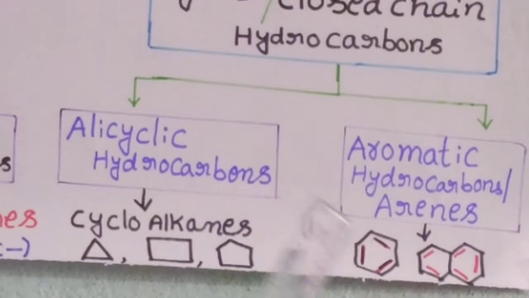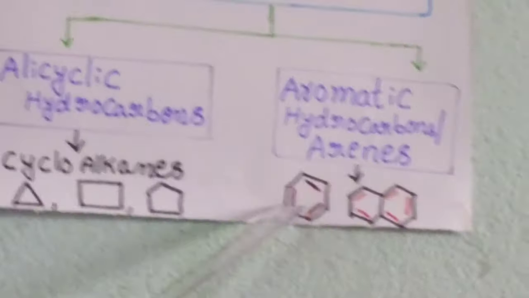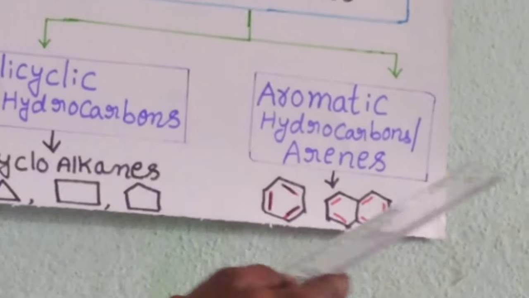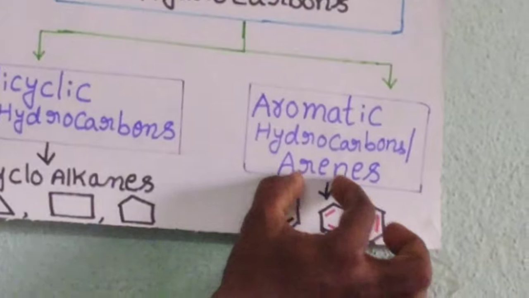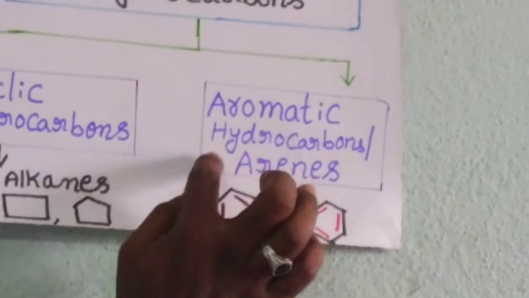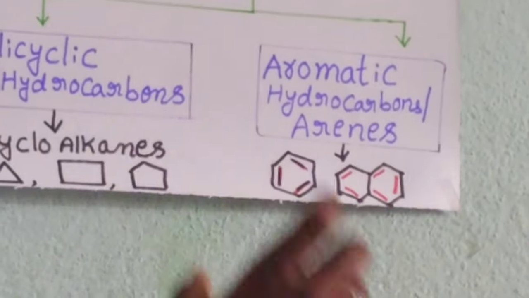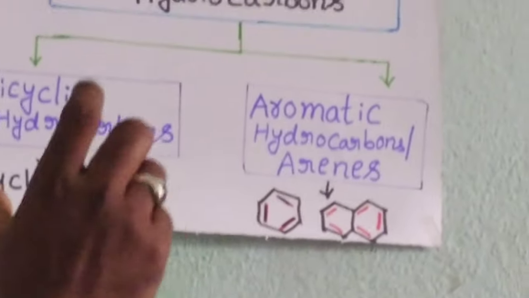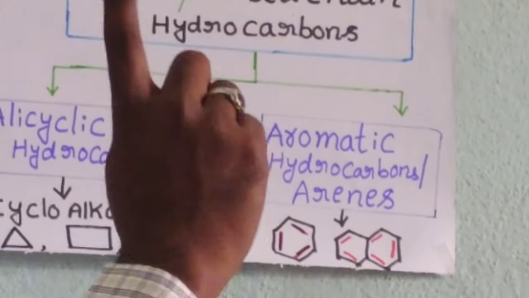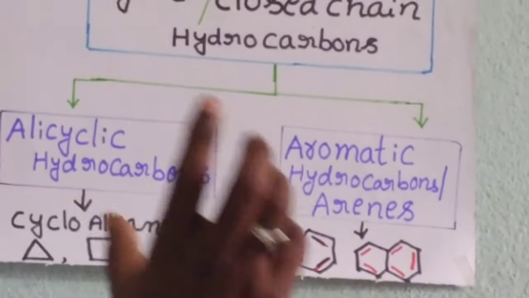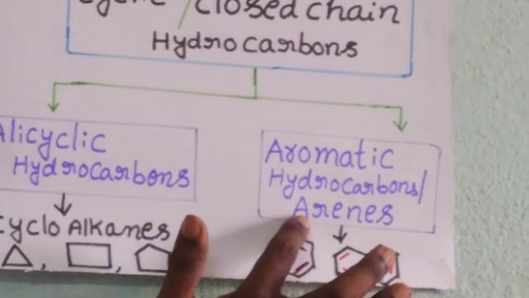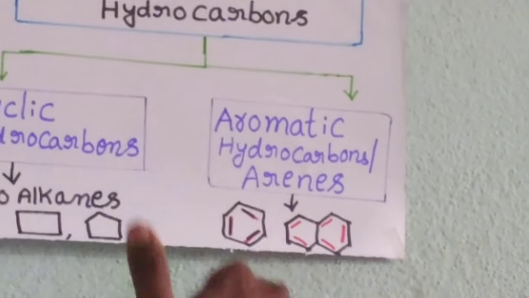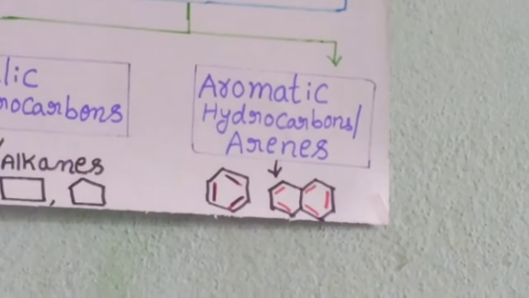These compounds we name aromatic hydrocarbons. Examples for aromatic hydrocarbons are benzene, naphthalene, anthracene, etc. Why do we name these aromatic hydrocarbons arenes? A cyclic carbon compound which contains at least one benzene ring, we name as arenes. And these aromatic compounds follow Huckel's rule.